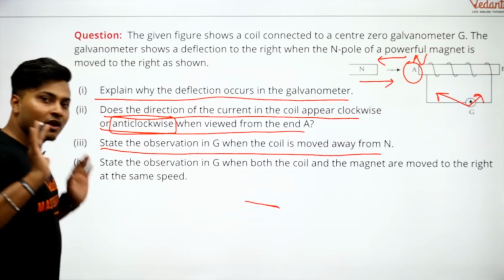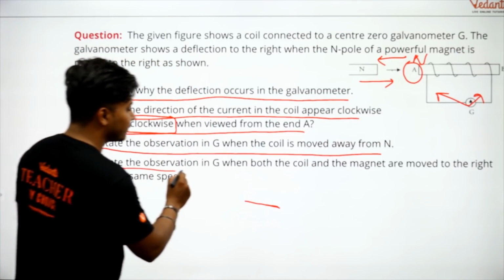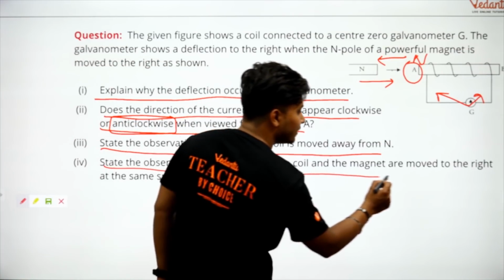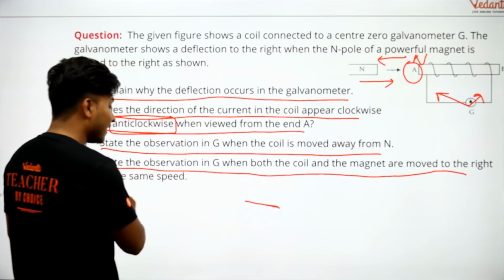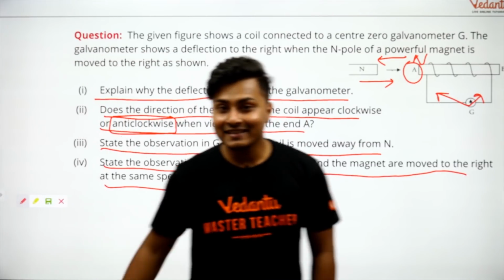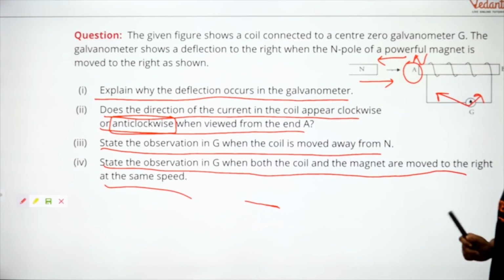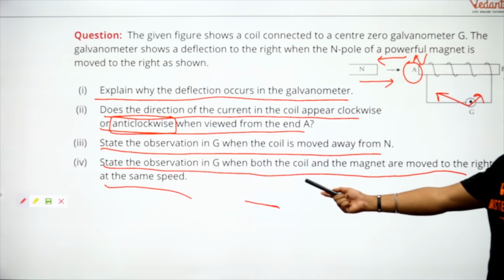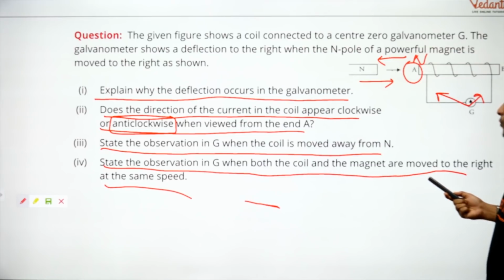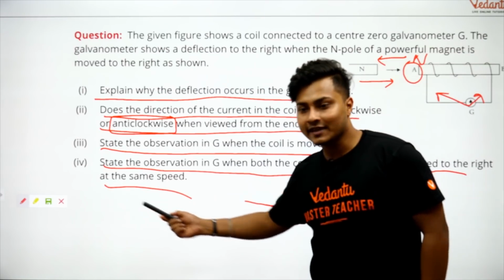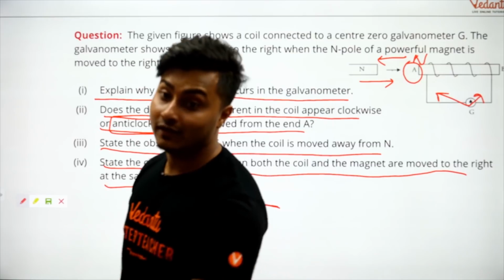Moving to the last question, one of my favorites. State the observation in galvanometer when both the coil and the magnet are moved to the right at the same speed. Isn't that a very interesting question? I'll allow you to read that again. State the observation in galvanometer when both the coil and the magnet are moved toward the right at the same speed. Listen to it and understand very, very carefully, guys.